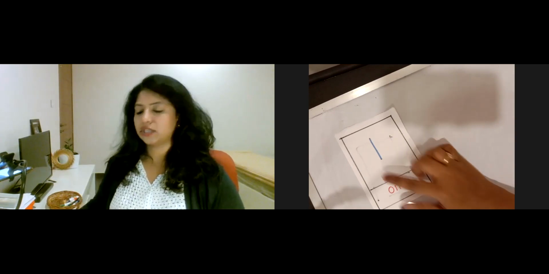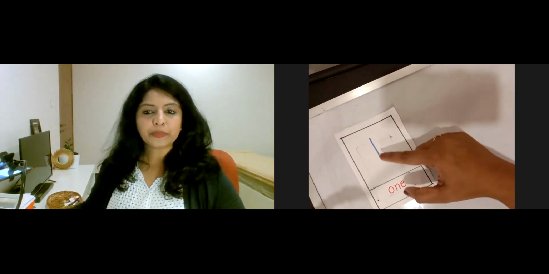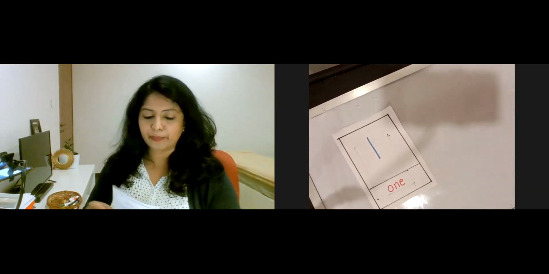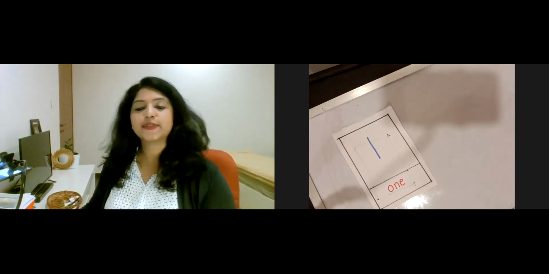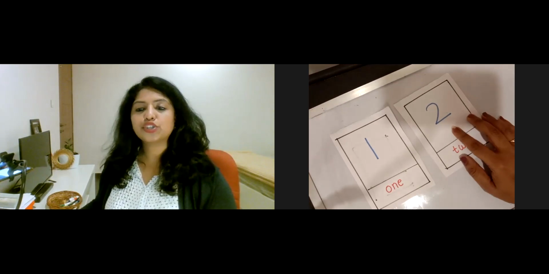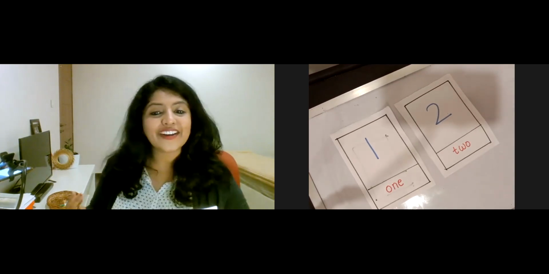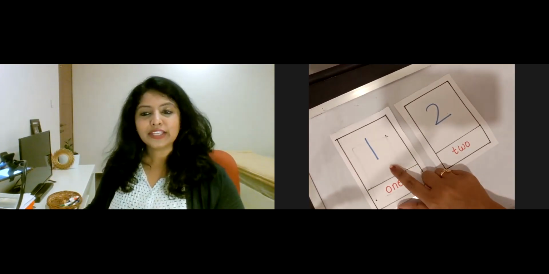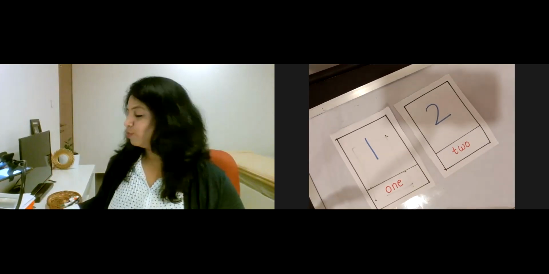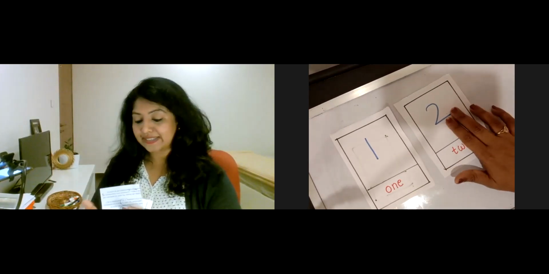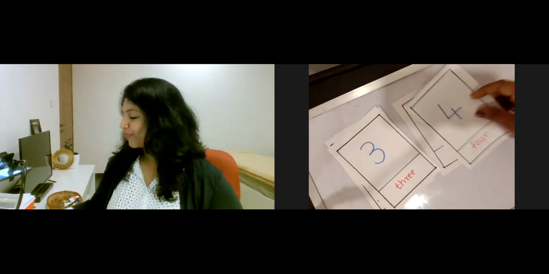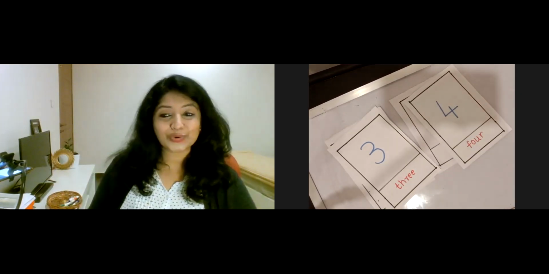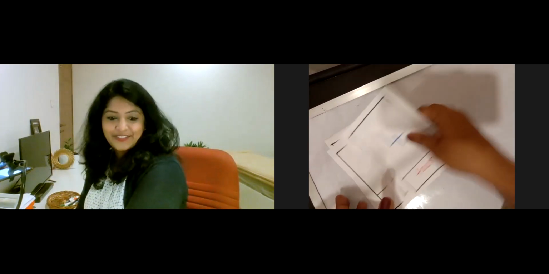See, this is what I wanted to show you. You have a number and you have a writable for this number. And then you could show the child, this is 1, this is 2. Can you show me where is 1? Can you show me where's number 2? Can you show me where's number 3? Can you show me where's number 4? This is how you could go on. Okay, so this is your classified card.